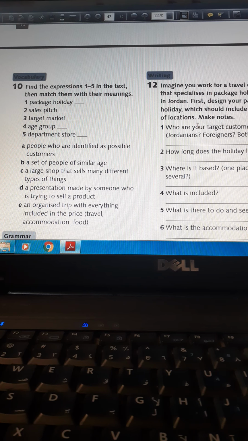Expression 3 is target market. Target market is A. Target market means people who are identified as possible customers. Target market means the possible customers. Expression 4, age group. Age group is B, a set of people of similar age. Age group, الفئة العمرية. Similar people of the same age group.